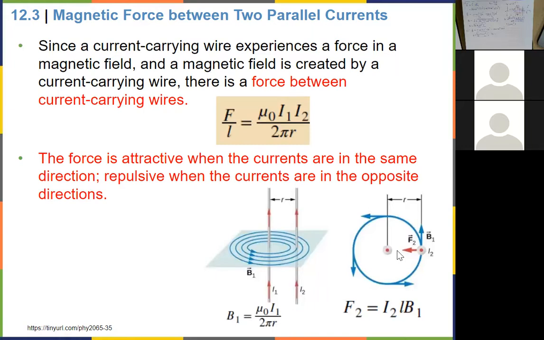Similarly, using your right-hand rules, you can determine that this wire will experience a magnetic force from the magnetic field produced by the other wire, in this direction. If the two wires carry current in opposite directions, then the force between them will be repulsive, so they will be pointing away from each other.